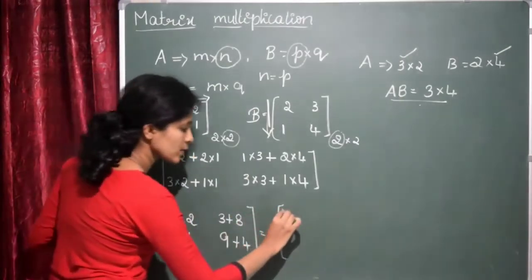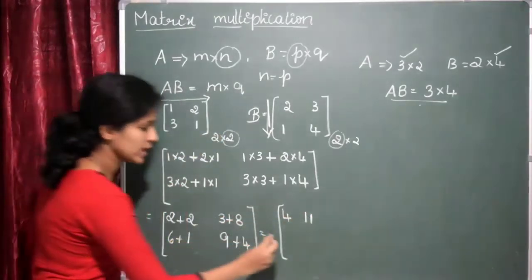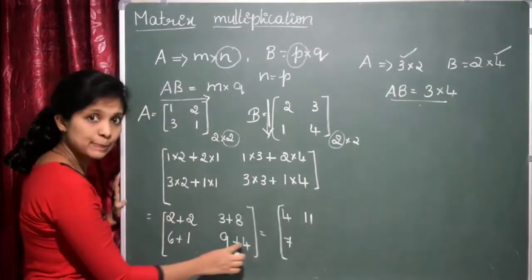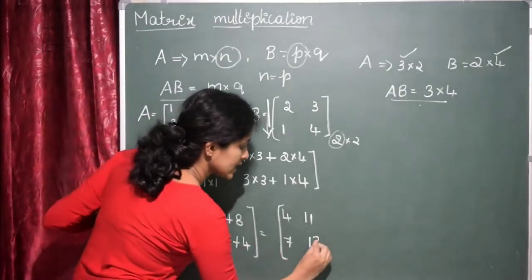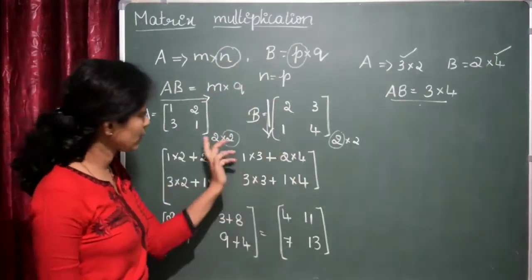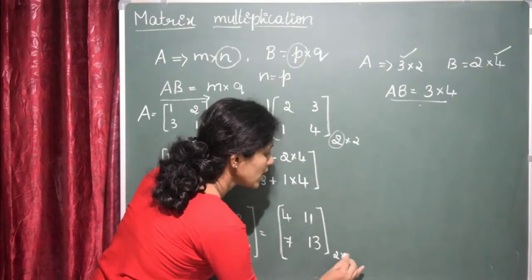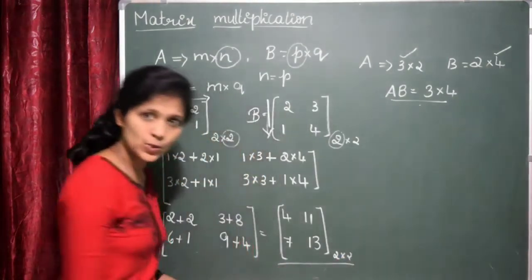2 plus 2 is 4. 3 plus 8 is 11. So 6 plus 1 is 7. 9 plus 4 is 13. So this is the multiplication of A and B, and I told you that it should be of order 2 by 2. So this is the matrix of order 2 by 2. I hope you understood this one.